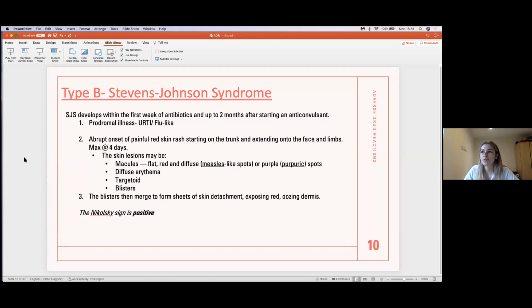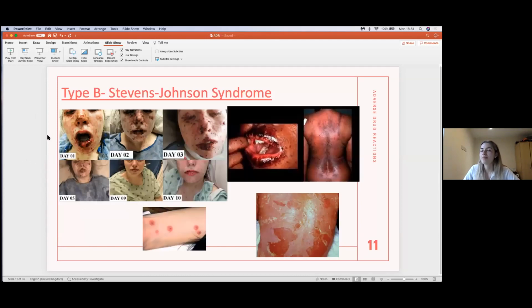Also, just a warning, I've got some pictures on the next slide, so if you are a bit squeamish or you are eating, look away now. So this is Stevens-Johnson syndrome. You can see that day 1, day 2 and day 3 is the worst. You see mucosal involvement as well, so the lips will be involved. Day 5, day 9 and day 10 you're looking better.